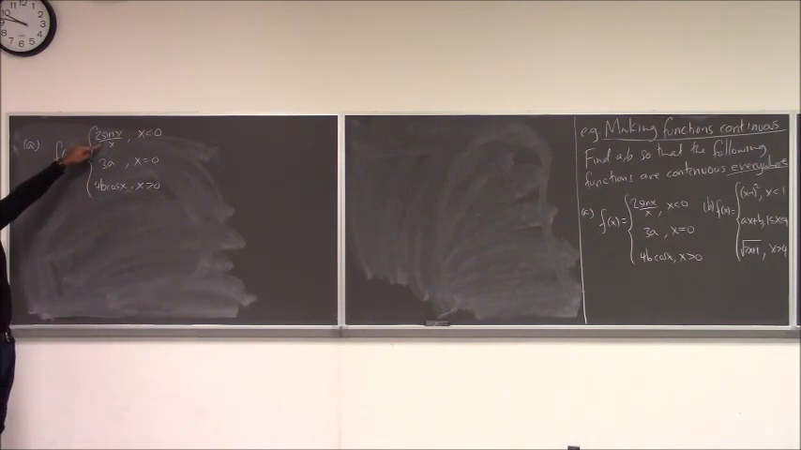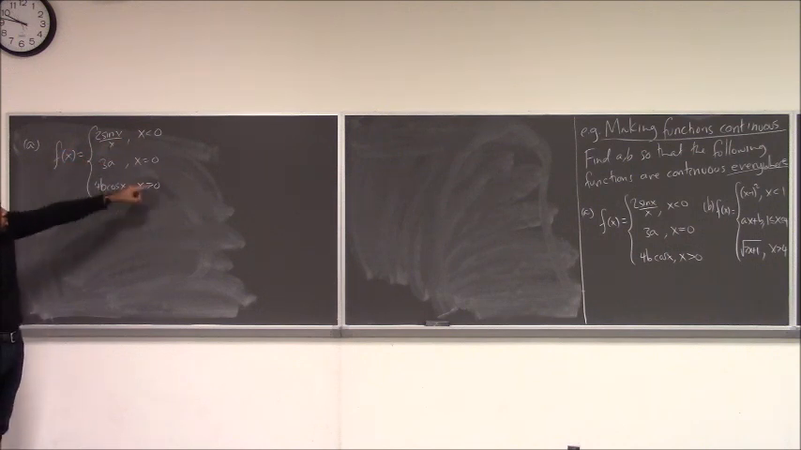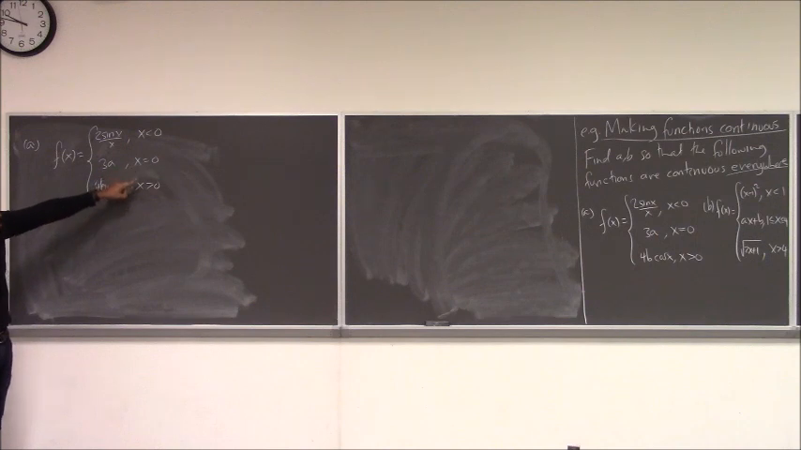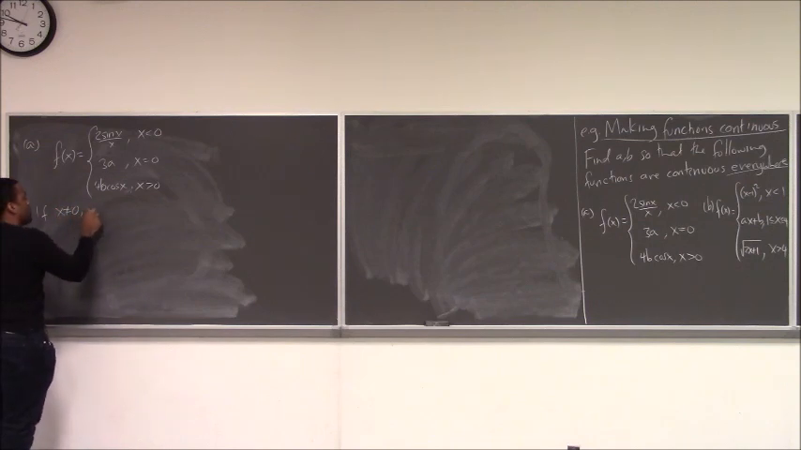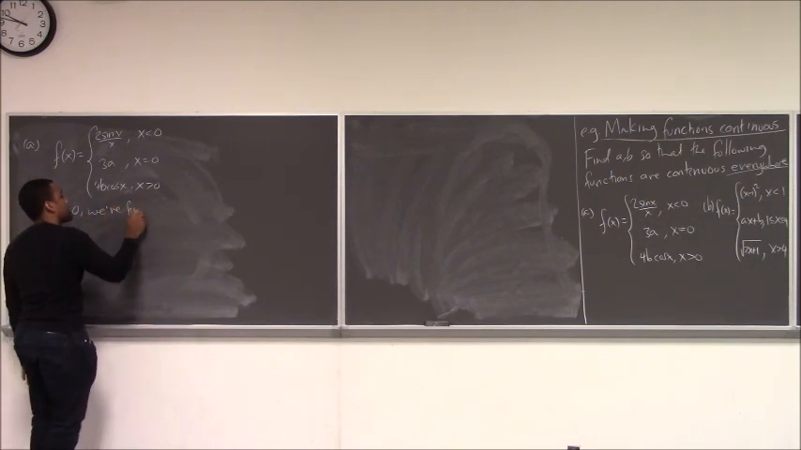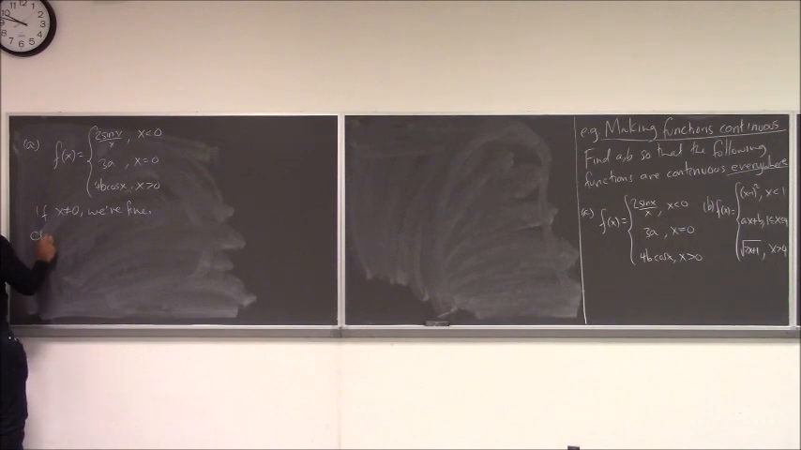Because one, division by zero would be bad for this piece, and two, we break the function up at the point where x equals zero. We know on the left what we look like, at zero what we look like, and on the right what we look like. So if x does not equal zero, we're fine. Now we're going to check at x equals zero to see what's going on.